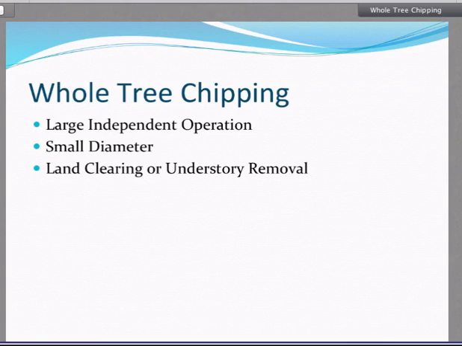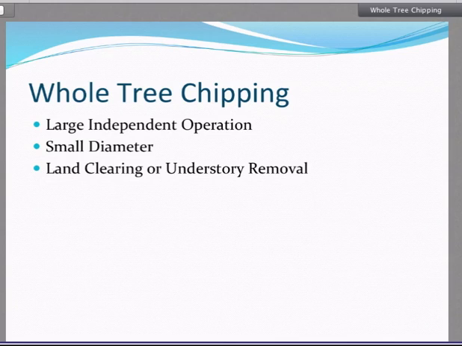Whole tree chipping has been around for a long time. I want to say since the early 70s, there's been various opportunities of whole tree chipping out there. Most of them are large independent operations. Most of the time they're dealing with small diameter material. They were originally used for land clearing, and then the diameter was up and down depending on what the material started out as. But now, especially as it relates to biomass, they're small diameter material. They're usually doing some kind of understory clearing.